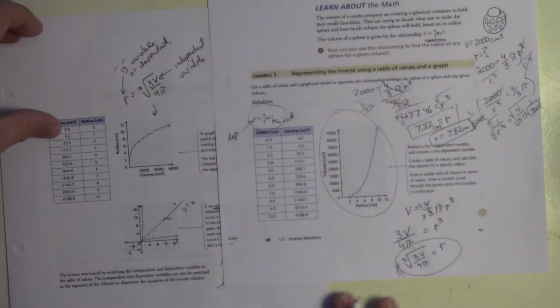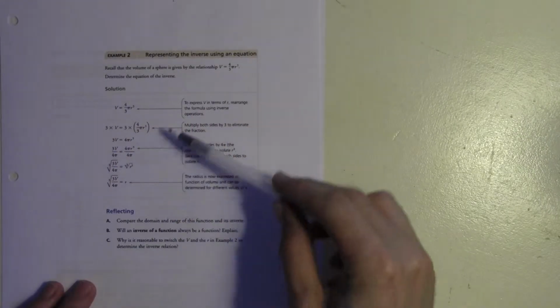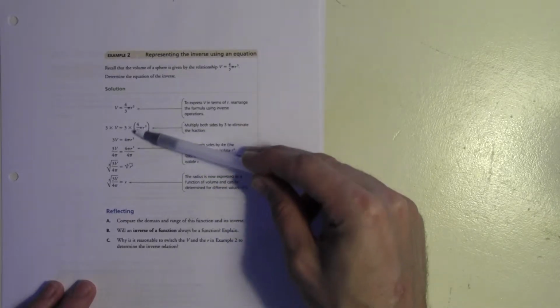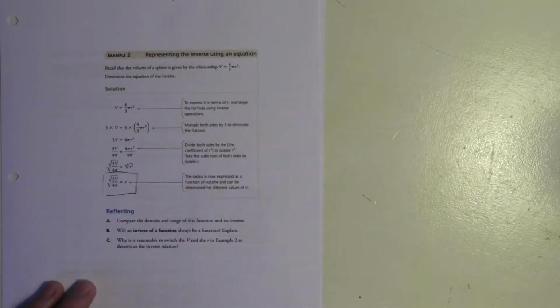And I believe they're going to do that. Let's see. Yes. It says, number 2. Recall that the volume of a sphere is given by the relationship this. Determine the equation of the inverse. So I did this already, right? So 3. Here it is broken down into a few more steps. But they end up with the same equation that I had.